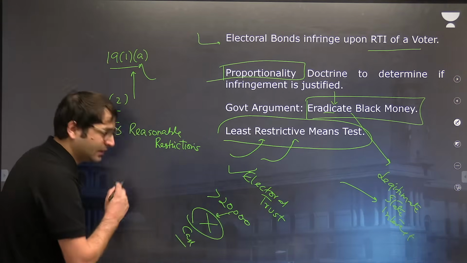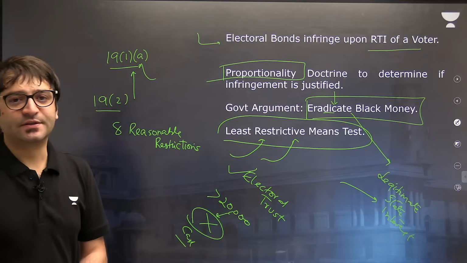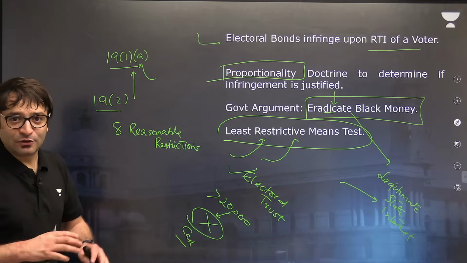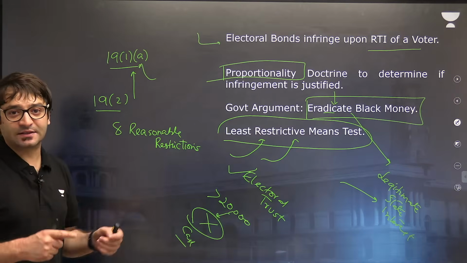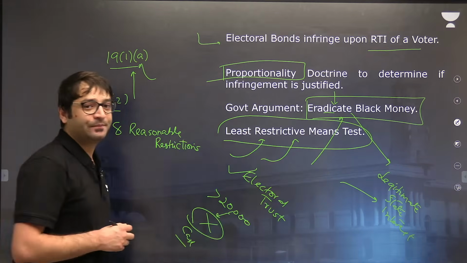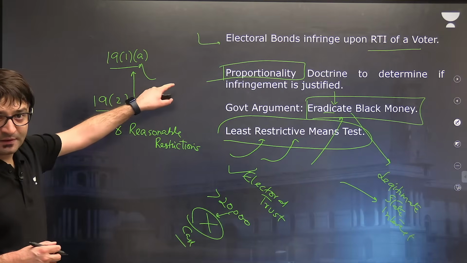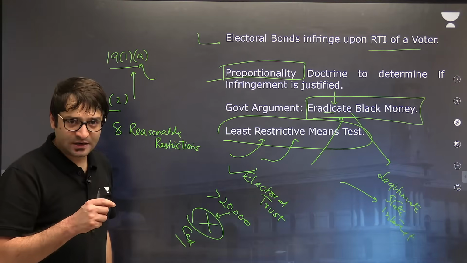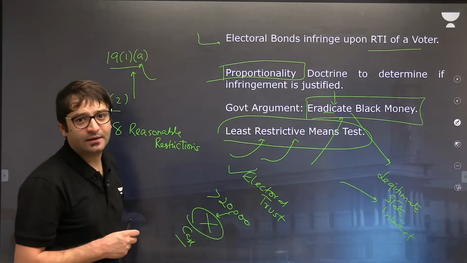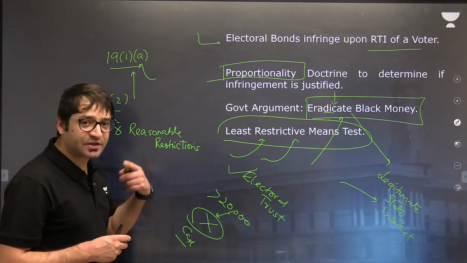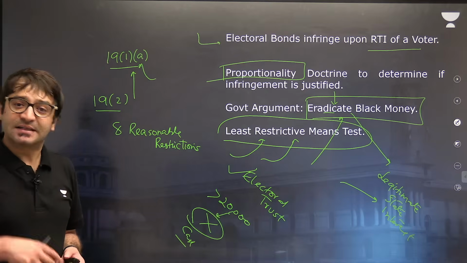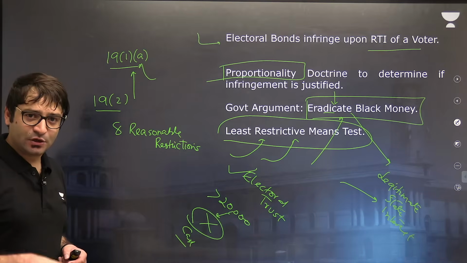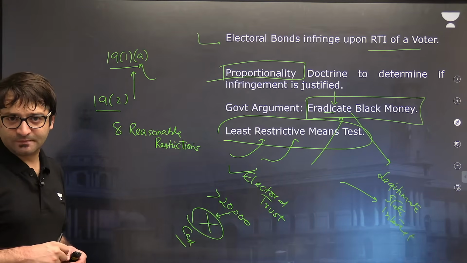Don't allow cash. Allow only digital transactions. Paytm karo, if Paytm works now. Right? These are the other least restrictive methods if you want to eradicate black money. We will not allow the right to information under Article 19(1)(a) to be violated just because you want to eradicate black money. Why? Because there are other least restrictive methods to eradicate black money, such as electoral trust, such as restricting donations above 20,000 to only electronic transactions.